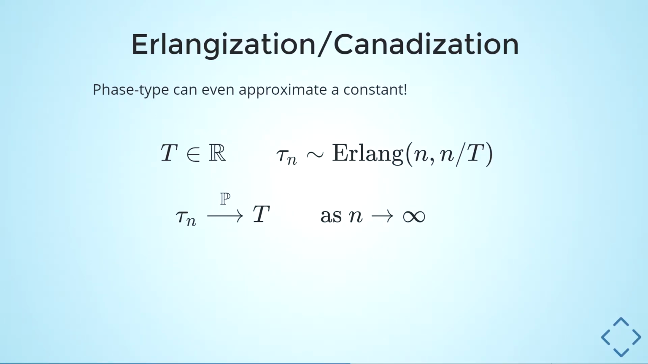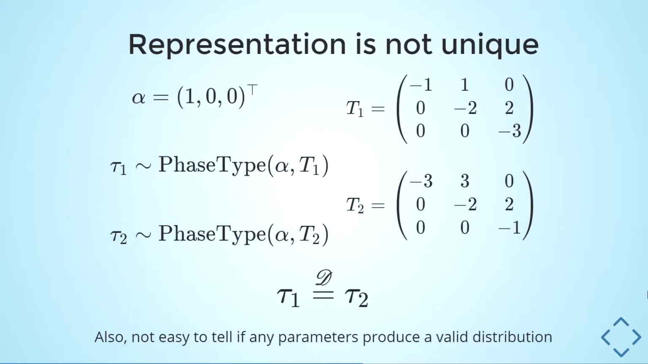One kind of bizarre fact is you can approximate a deterministic number with a phase type random variable. This might sound totally pointless, but I'll mention a use later, where instead of this constant t, for whatever reason you need a phase type that looks just like that constant t. So if you take an Erlang distribution and you take this limit as n gets larger, then you'll converge to that constant.